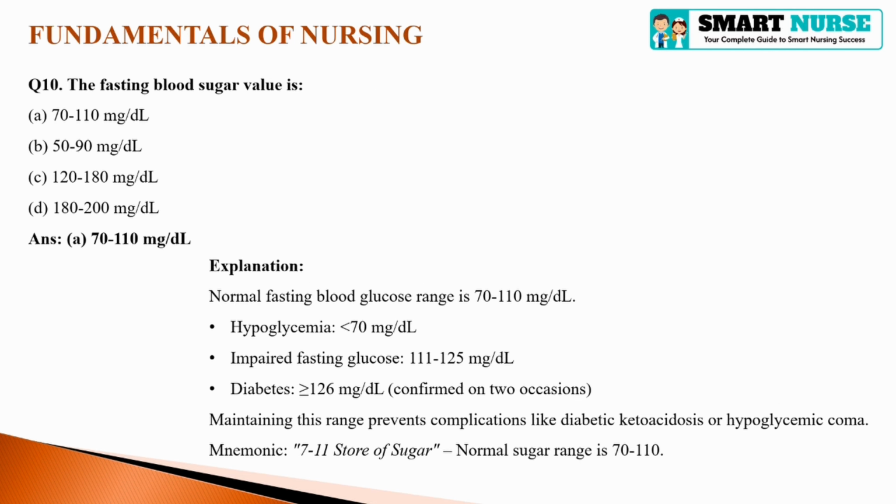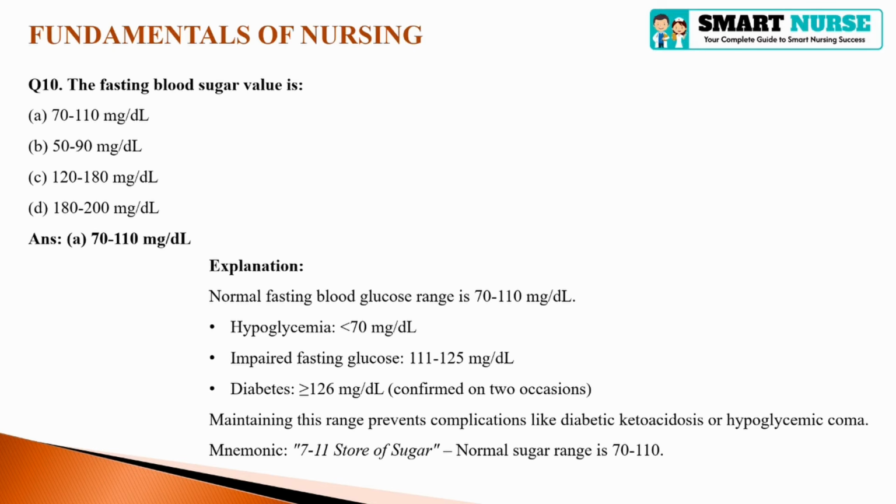And the next question is the 10th: the fasting blood sugar value is. What is the fasting blood sugar value? The normal blood sugar value is 70 to 99 mg per dl. The options are: A is 70 to 110 mg per dl, B is 50 to 90 mg per dl, C is 120 to 180 mg per dl, and D is 180 to 200 mg per dl. The answer is A, 70 to 110 mg per dl.